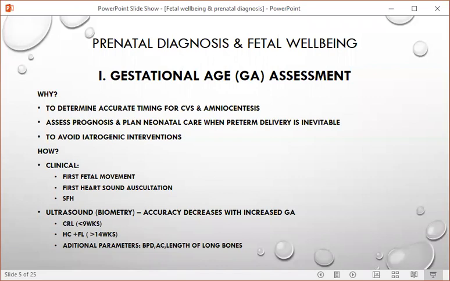Ultrasound, we call it biometry, is used before 9 weeks. We see the crown rump length, and after 9 weeks and beyond 14 weeks, we see head circumference and femur length measurements. In addition to these measurements, we also measure the biparietal diameter or abdominal girth and the length of the long bones, which also gives more accuracy in the gestational age assessment. But this accuracy decreases when the gestational age is increasing.